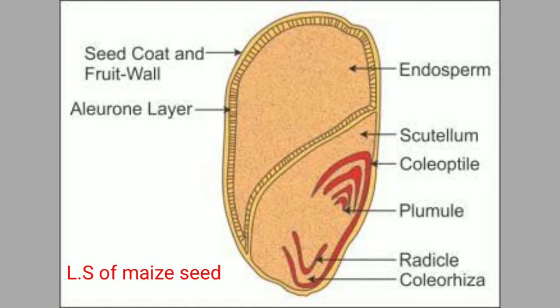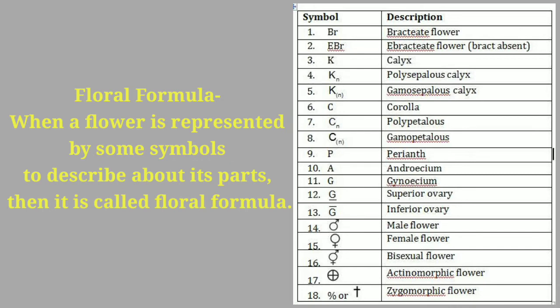Now let's come to a very important part, which is called the floral formula and floral diagram. Now let's come to another aspect of a flower, and this is called the floral formula. When a flower is represented by some symbols to describe its parts, then it is called the floral formula of that particular flower. So you can see the symbols and the various terminologies that we have studied in the last few videos.